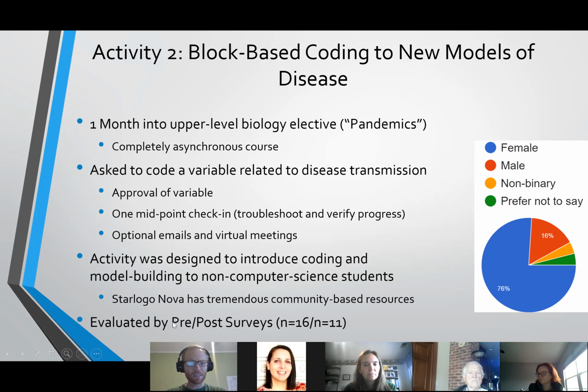The data that you're going to see is evaluated by just a small survey. So 16 finished the pre-survey, 11 finished the post-survey, and I was able to do some analysis on that, very minor stuff. But these five students that didn't complete just didn't do the survey, and I did it anonymously. Everybody finished the activity, they just didn't do the survey. And to give you an idea of my population, the vast majority were female, some non-binary, some prefer not to say, just a couple males.